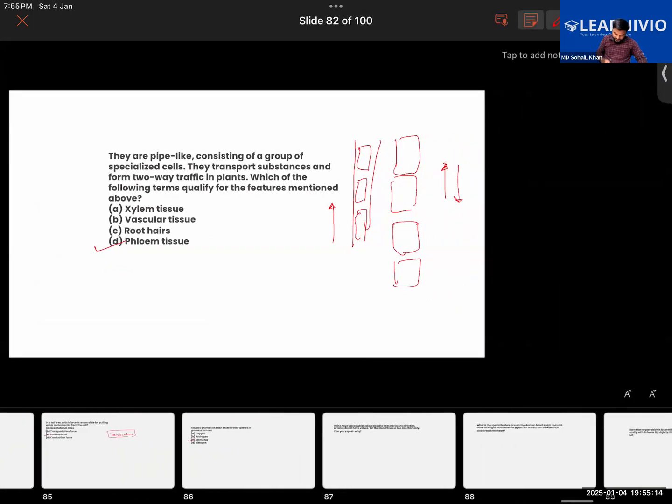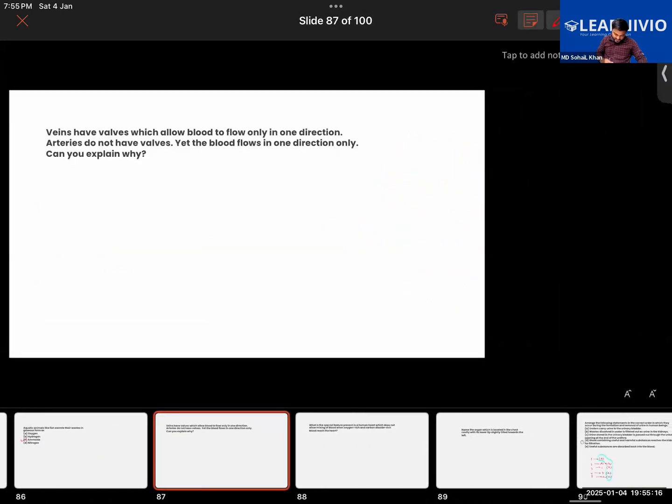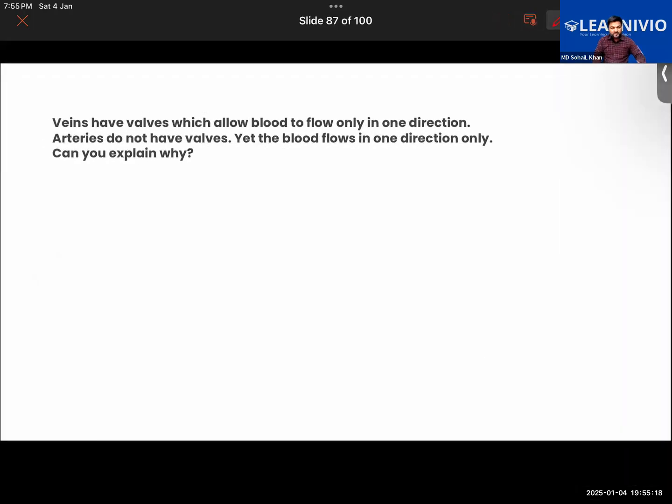Okay. So there were some other questions. Also answer this question. Why is it that veins have valves which allow blood to flow only in one direction, and arteries do not have valves, but yet the blood flows in one direction only? What is the reason? Basically, the question is asking why arteries don't have valves. You understand the question? No, not getting it. Okay.